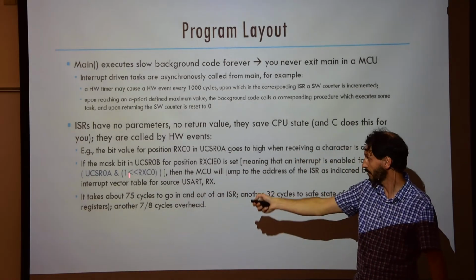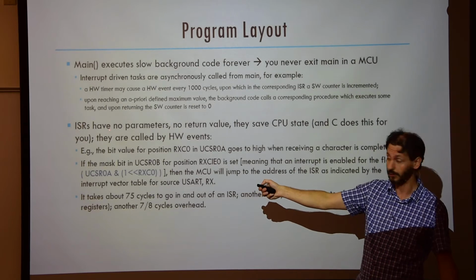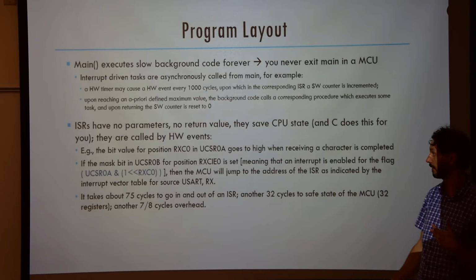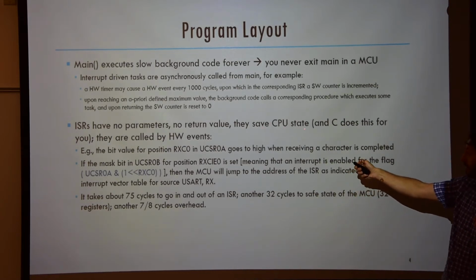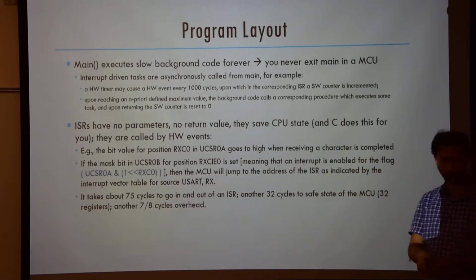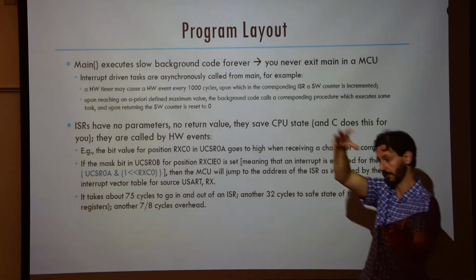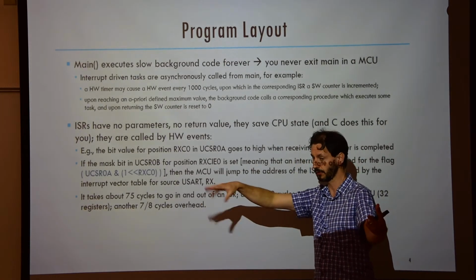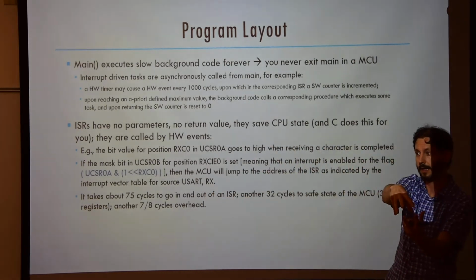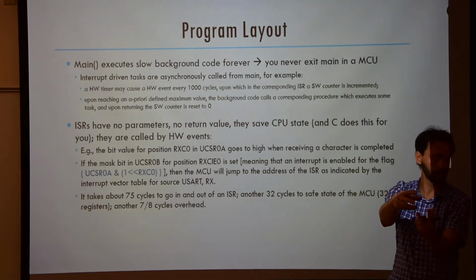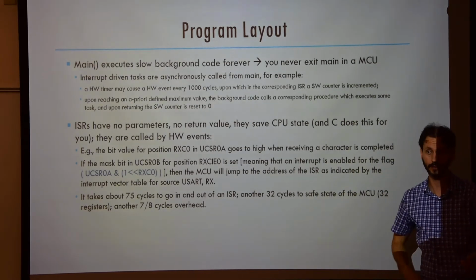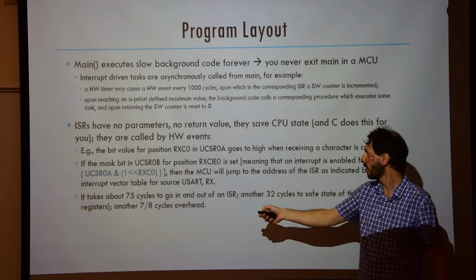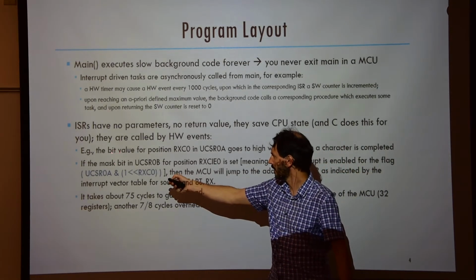Now here are first of all some remarks about interrupt service routines. They have no parameters, you don't give anything. There's no return value. They do save CPU state, right? Because your main program gets interrupted, you go somewhere else, you need to save the CPU state, you execute the code of the interrupt service routine, you jump back, and you load again the CPU state that you were at. And then you can just go forward with your main program as if nothing had happened in the meantime.